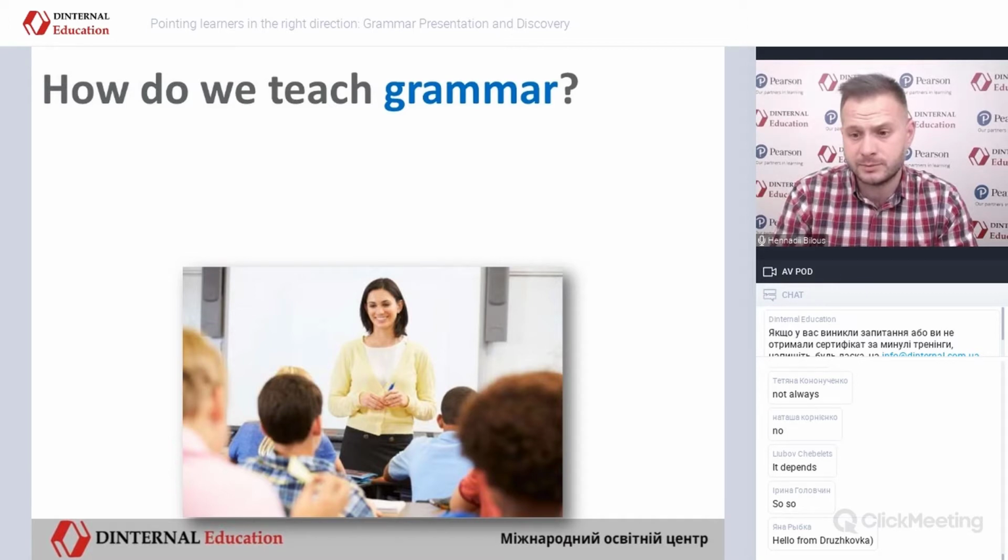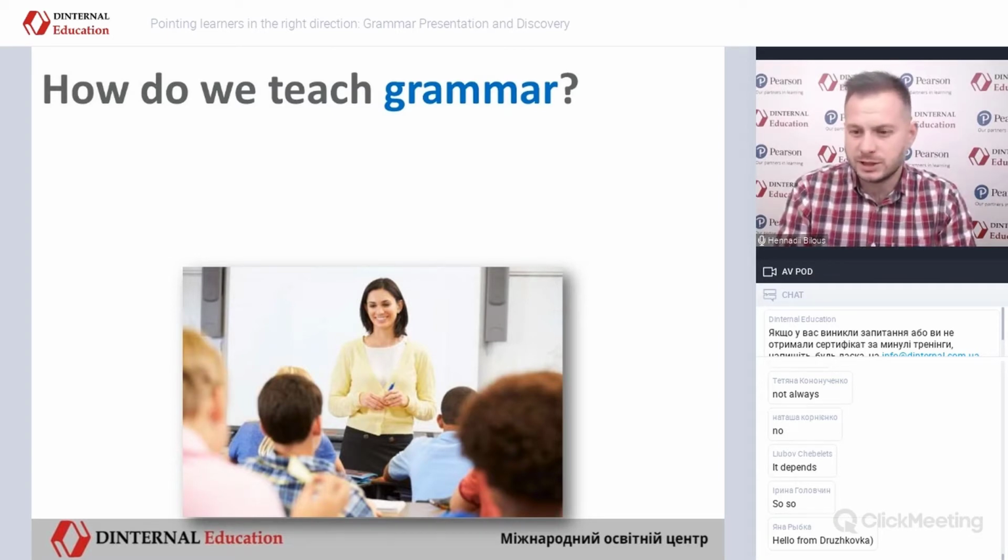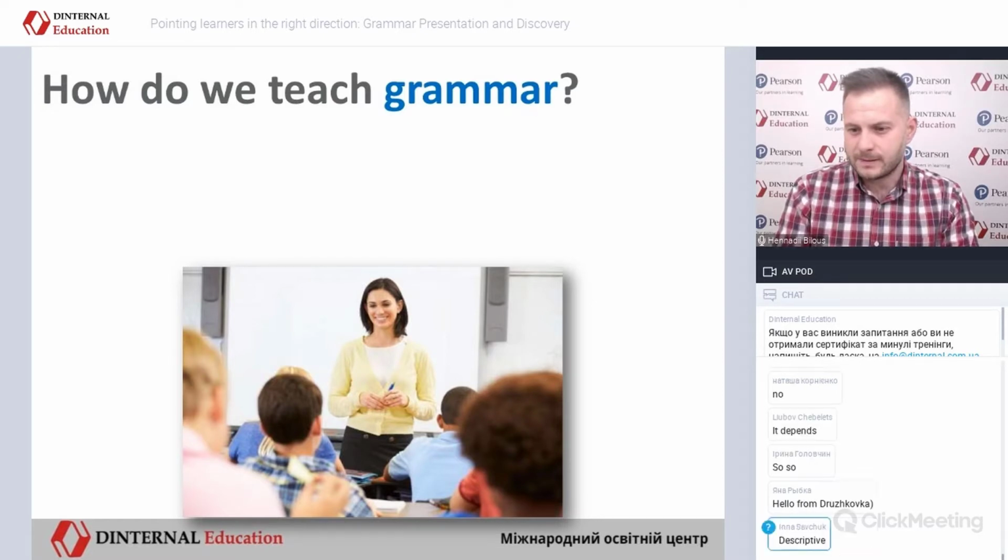Again, in the chat boxes, I'm sure many of you know, what are these two approaches to teaching grammar I'm talking about here? So what are these two approaches to teaching grammar? Anybody there in the chat box? Okay, I see some of you typing. Descriptive, okay. Descriptive grammar. That's, well, quite close, I would say, when you describe how grammar functions.